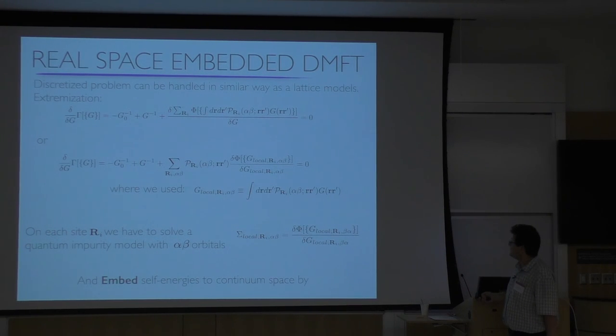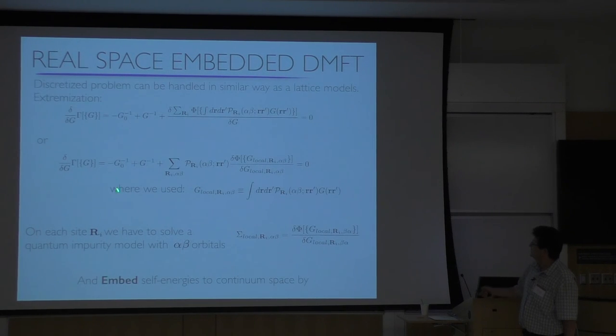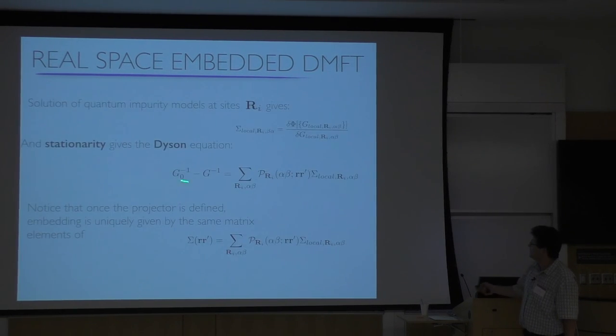So we see the embedding. Once more, I'm going to restate this. This part is the solution of the quantum impurity model at site Ri. Of course, you can have many different sites, and you can solve many different impurity problems, one for each site, this site, next site, third site. All inequivalent problems require a new quantum impurity solution, which we can do. And then we see that these stationarity equations give you the Dyson equation and tell you how you get the self-energy from this solution of the quantum impurity. In other words, this sigma local is the solution of the quantum impurity, and this thing tells you how you get the self-energy in the big Hilbert space, in real space.